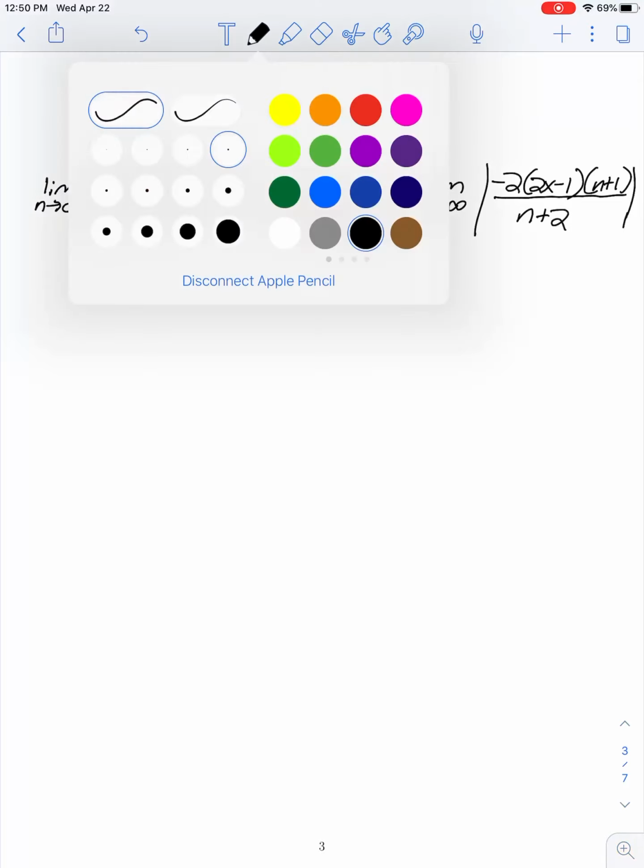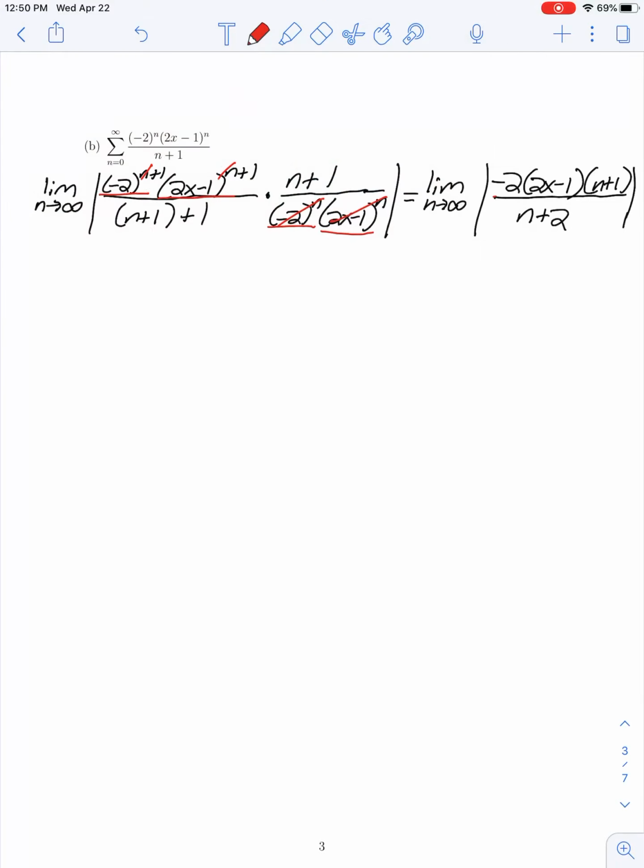So, as we did in the first example, we notice that this negative 2 times 2x minus 1 is a constant with respect to n. It doesn't depend on n. So I can pull it out in front of my limit. And so I have the absolute value of negative 2 times 2x minus 1 times the limit as n approaches infinity of n plus 1 over n plus 2.